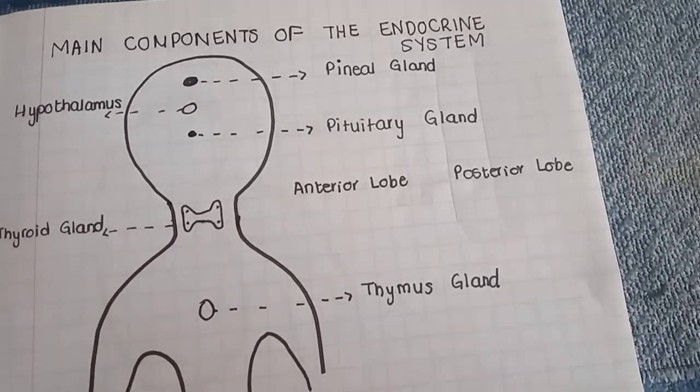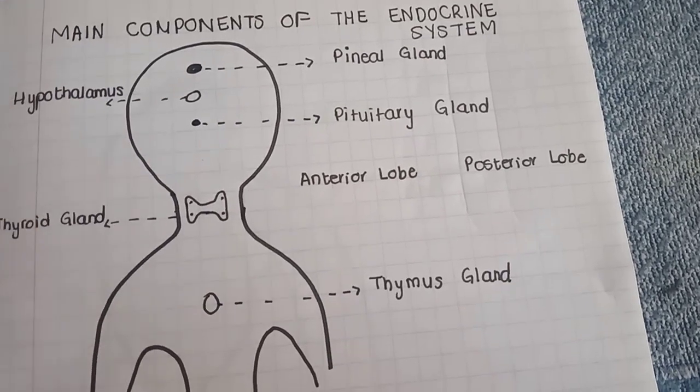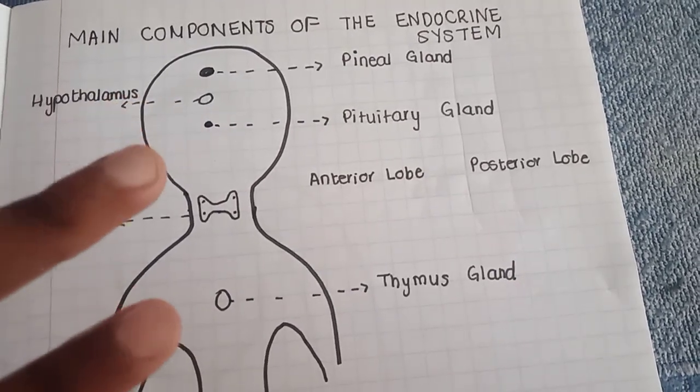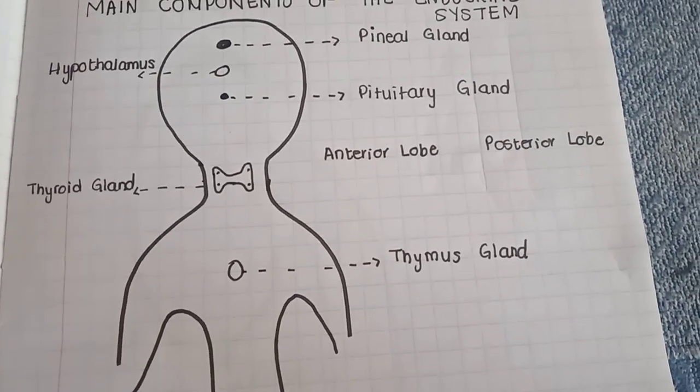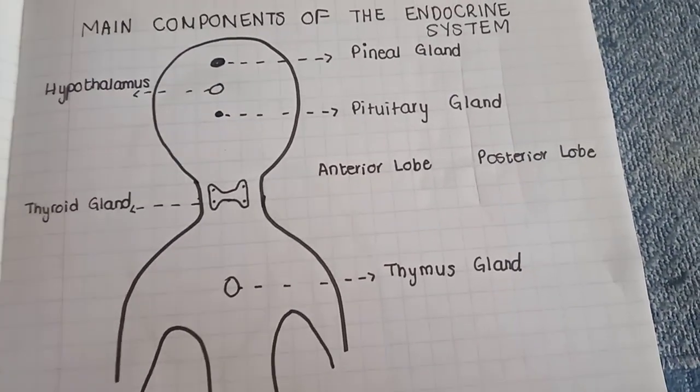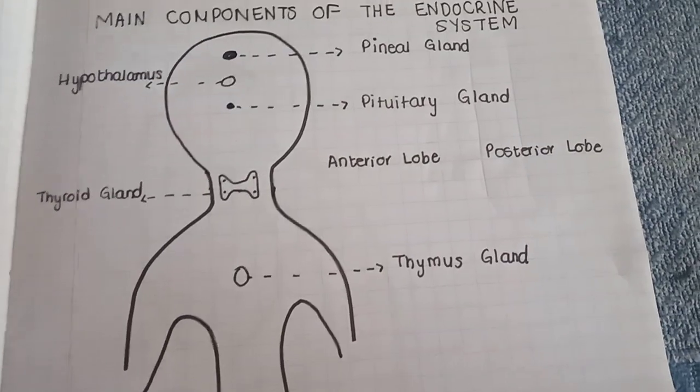So those two glands work antagonistically to each other, because at the end of the day, what we want to do is restore homeostasis so there can be a balance in the body. Not too much of a hormone and not too little, but just enough.